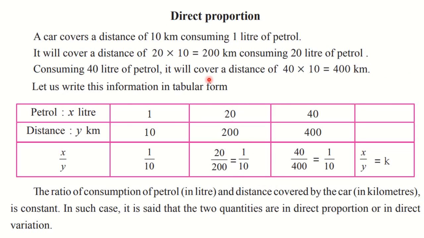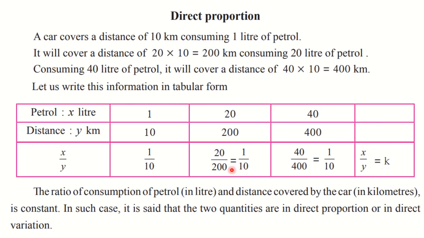Afterwards, we have seen the concept of direct proportion or direct variation. There we took the example of distance covered by the car and the number of liters of petrol required. What we found out here is that in direct proportion, the division is always constant. You have to keep this in mind that wherever there is a direct proportion, division is constant.